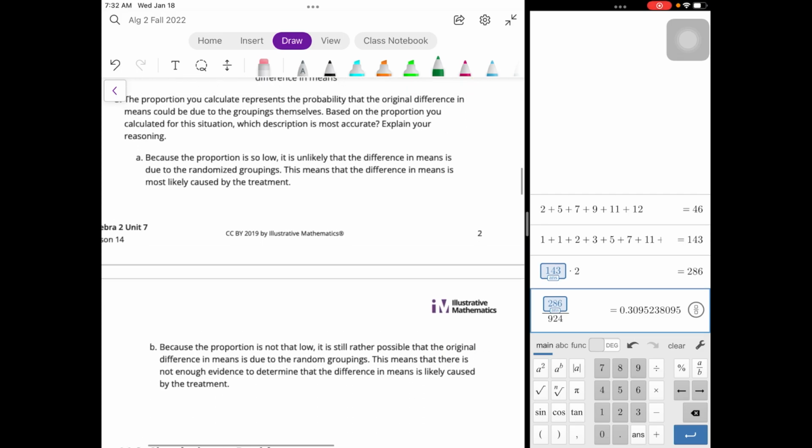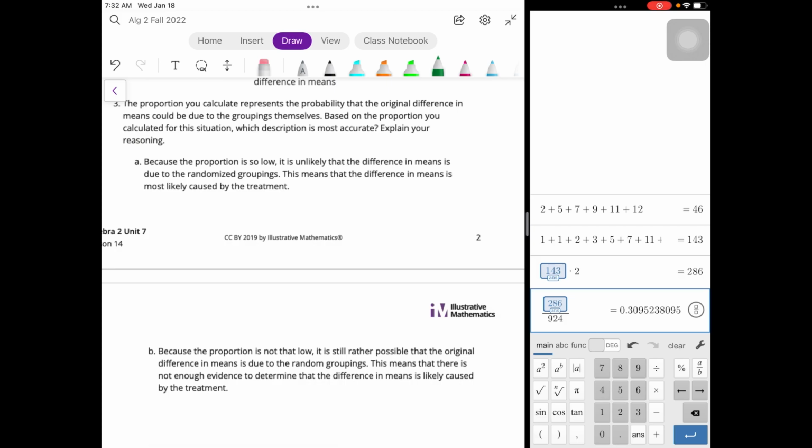All right, so we have two descriptions. A: Because the proportion is so low, it is unlikely that the difference in means is due to the randomized groupings. This means that the difference in means is most likely caused by the treatment. And B: because the proportion is not that low, it is still rather possible that the original difference in means is due to the random groupings. This means that there is not enough evidence to determine that the difference in means is likely caused by the treatment.